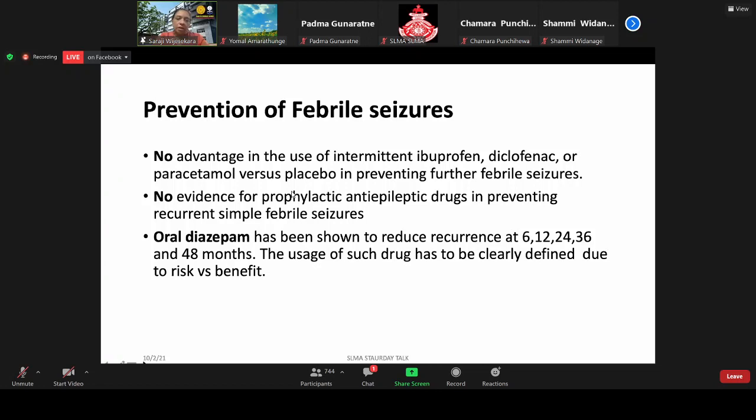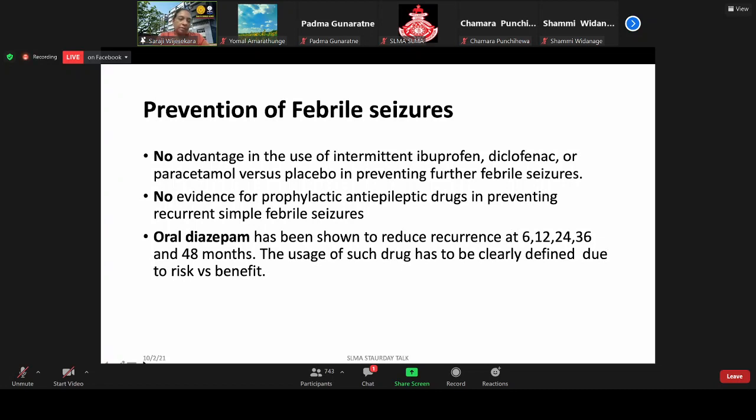And also, there is no evidence for prophylactic antiepileptic drugs in prevention in simple febrile seizures, like sodium valproate or phenytoin or any other anticonvulsant. It has not shown any evidence in prevention of recurrent simple febrile seizures. I stress here it's simple febrile seizures, right? Because when you weigh the balance between the risk of a simple febrile seizure and the risk of side effects of the drugs, the risk of the side effects is much more.